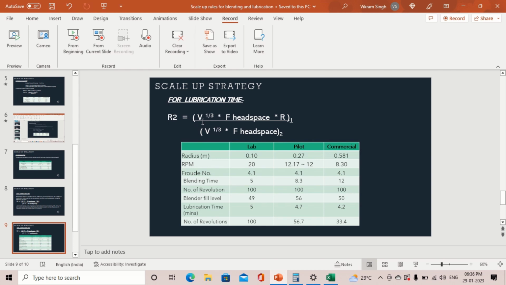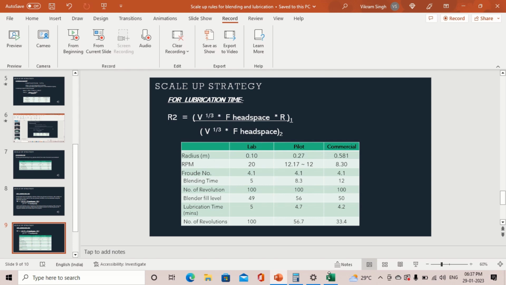Just see the equation once again. Scale 1 I will say lab scale, and scale 2 I will say pilot scale. So the lab scale blender volume raised to the power 1 by 3, which means we have to take the cubic root of the blender volume, multiplied by the headspace of the lab scale. Headspace means 100% minus the occupancy of the blender at the lab scale, multiplied by the number of revolutions of the lab scale, divided by the volume of the blender at the pilot scale raised to 1 by 3, multiplied by the headspace of the blender at the pilot scale.